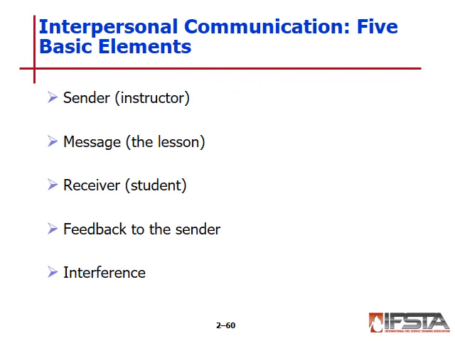So when you're communicating with someone, there are 5 basic elements they want you to understand. The first being the sender, or in our case, the instructor. And then you have the message, which is what you're sending out, such as the lesson. And then the receiver is the student or the person that is absorbing the message. And then you have feedback to the sender, or the student, asking questions, acknowledging that the message has been sent, and then we have interference.